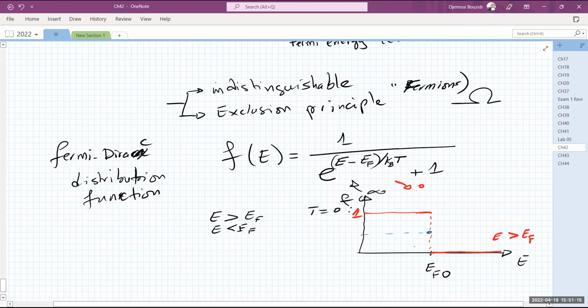So this is basically the cutoff. So this is 50% or 0.5. But all of the curves that I'm going to draw right now at different temperatures will pass by that point. Because no matter what the temperature is, when you put E equal to EF, 0 divided by any number is going to be 0. Exponential of 0 is 1. 1 plus 1 is 2. 1 over 2 is half. So this graph would look like this.